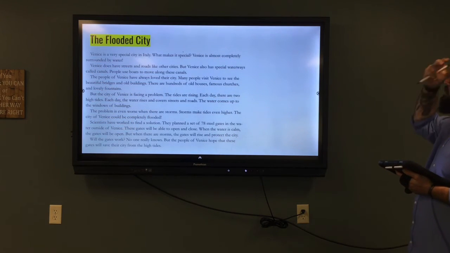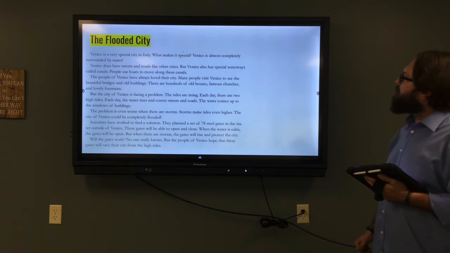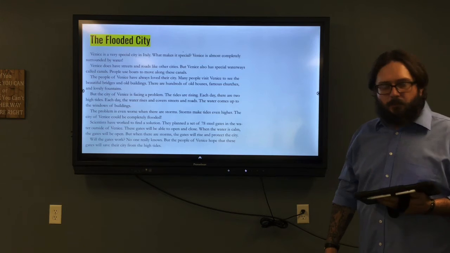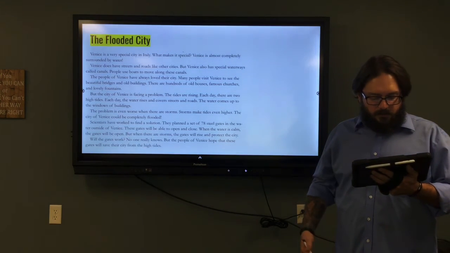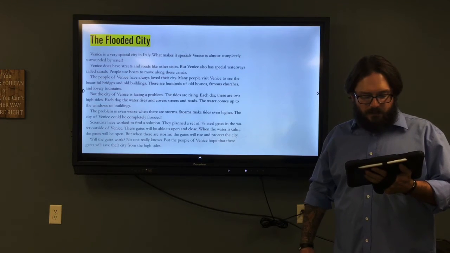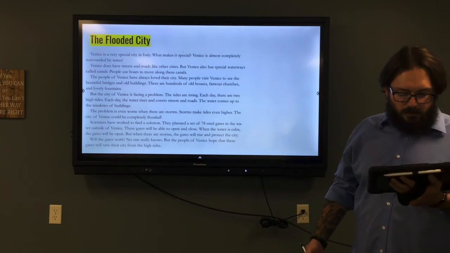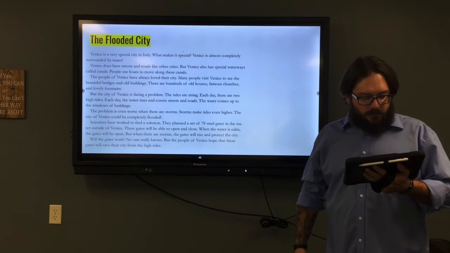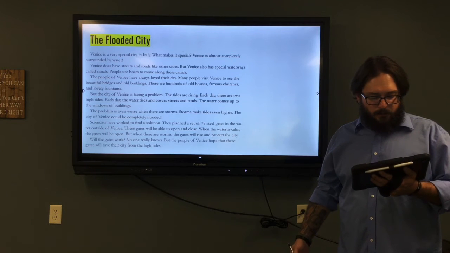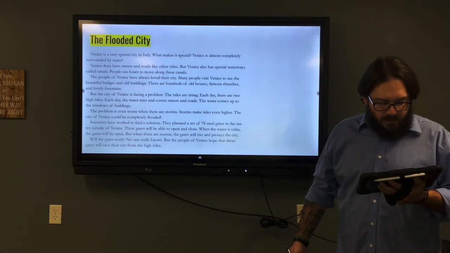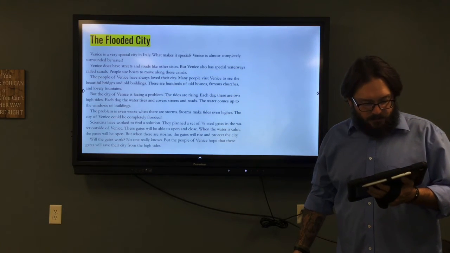Venice is a very special city in Italy. What makes it special? Venice is almost completely surrounded by water. Venice does have streets and roads like other cities, but Venice also has special waterways called canals. People use boats to move along these canals. The people of Venice have always loved their city. Many people visit Venice to see the beautiful bridges and other buildings. There are hundreds of old houses, famous churches, and lovely fountains.